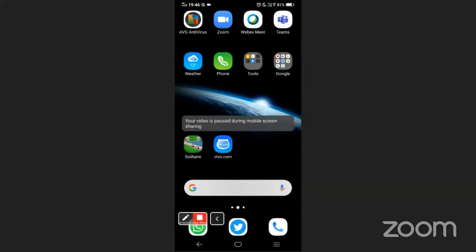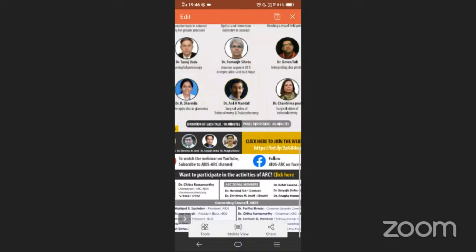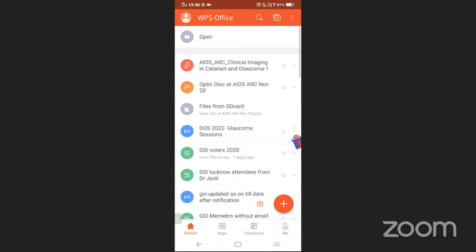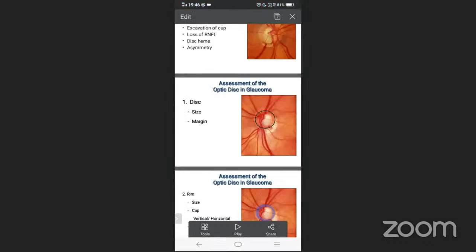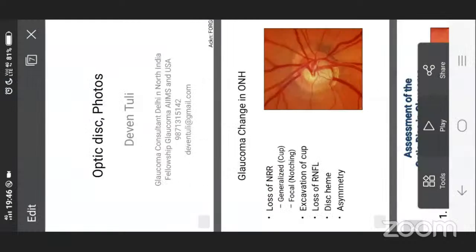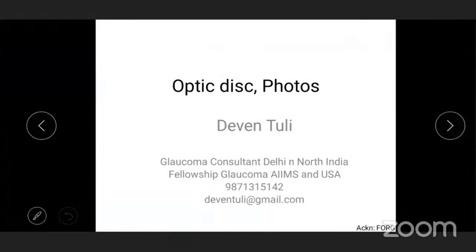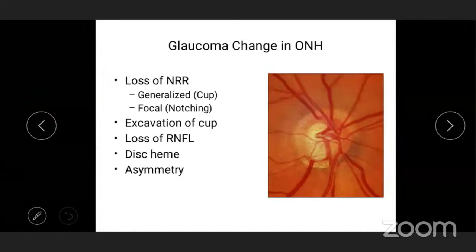Yeah, thanks a lot, Rohit, and I'll just start with this. I just wanted to say that the residents, and mainly the courses for the residents, have a habit of writing just the cup straight away. But that is not correct. If you ask me, the most important thing in the disc evaluation is the neuroretinal rim. So keep that in mind. It's the neuroretinal rim which is so important.